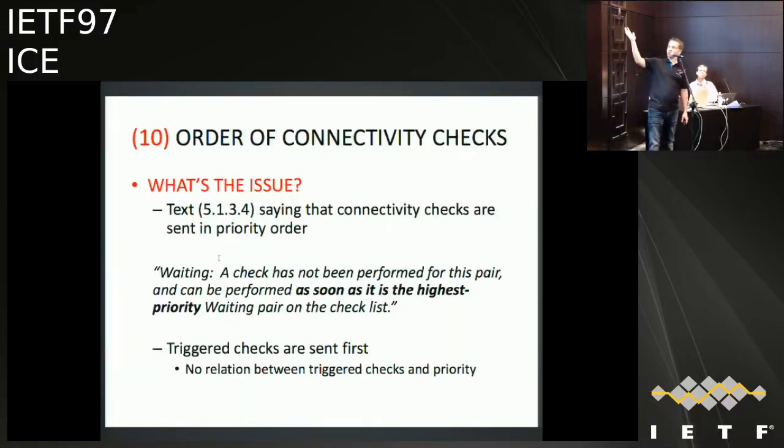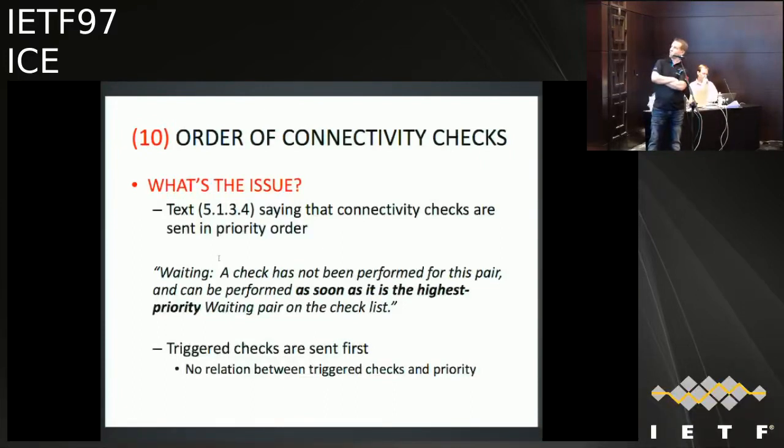I think we could remove this and just say that a check has not been performed for this pair, but is ready to be performed when applicable. It's some wording like that, but my point is we don't really need to talk about this because it belongs elsewhere. Yeah, so that it can be performed when the state machine allows. Yeah, something like that, to make sure that this is now in a state where it's going to be sent or checked.